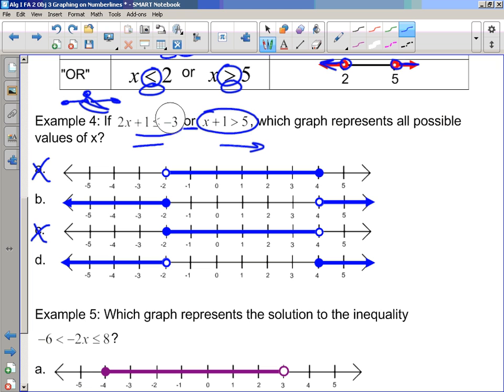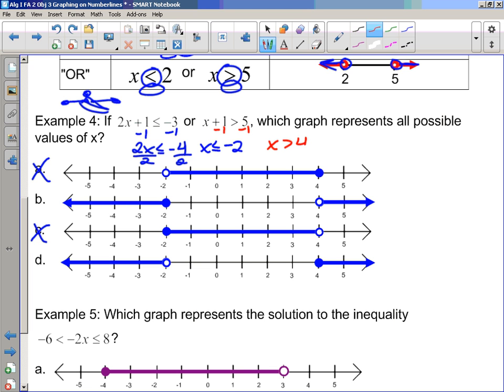So let's look at the first one. If I want to solve 2x plus 1 is less than or equal to -3, I'm going to first subtract 1, then divide by 2. -4 divided by 2 is -2. So that's one of my inequalities. If I look at the other one, x plus 1 is greater than 5, I'm going to subtract 1 and get x is greater than 4.